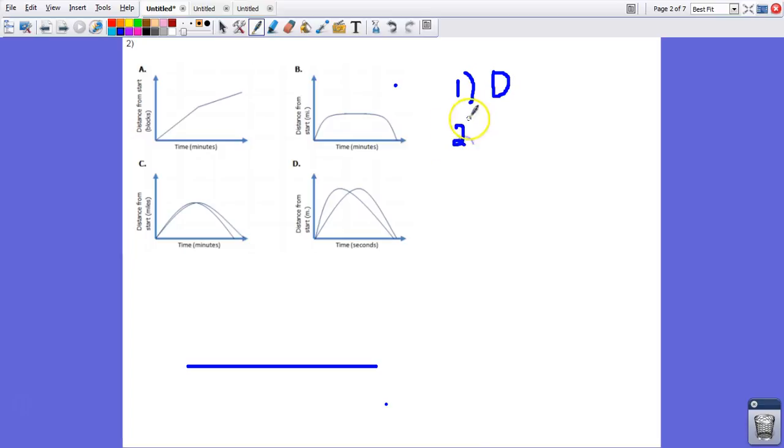Story 2 says, John walked to school. The second half of his walk was uphill, so he walked at a slower pace. So it's only one way. He doesn't come back. He started here, and then he walked at a little bit of a slower pace here. So story 2 is going to be A.